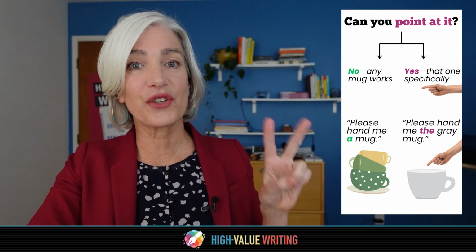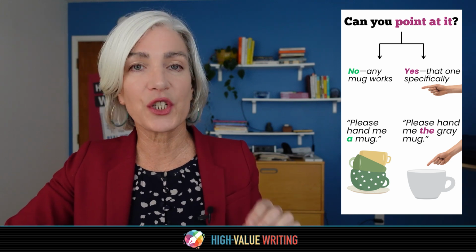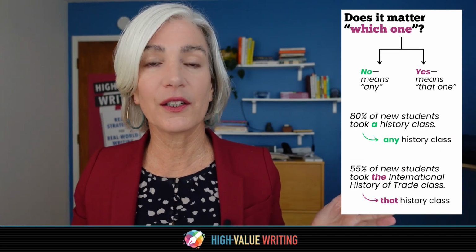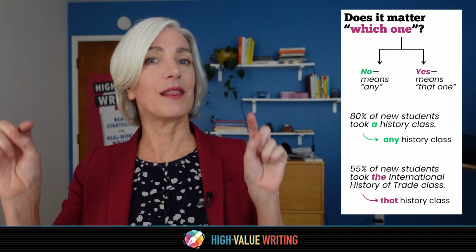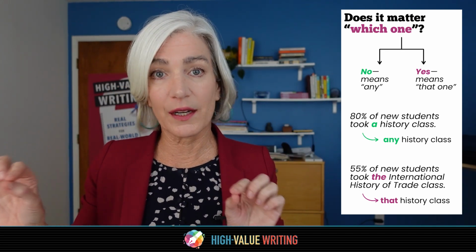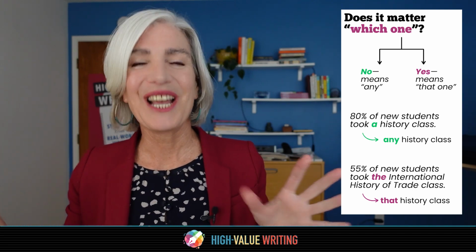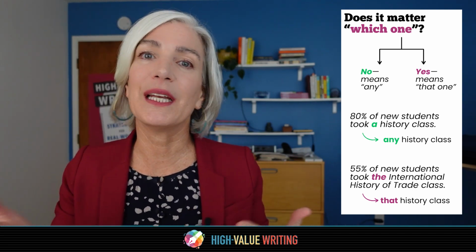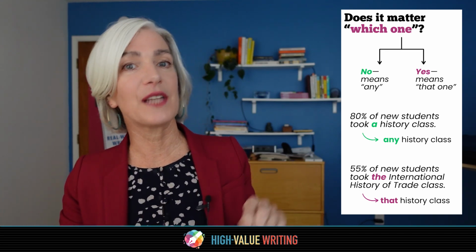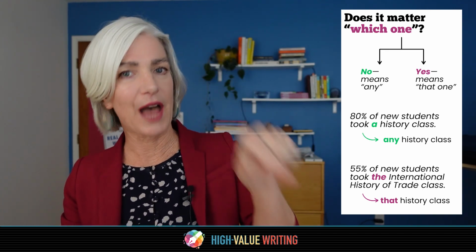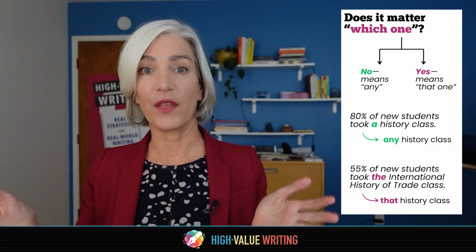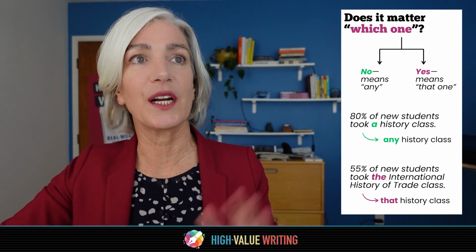All right, second trick you can use to choose which article to use. Does it matter which mug? Could it be any mug, or is it that mug specifically? So when it does not matter which one and any is fine, we're using a, or maybe an if it's a vowel right afterwards, right? But if it does matter which one, yes, that one is the one that I want. Now we're using the.